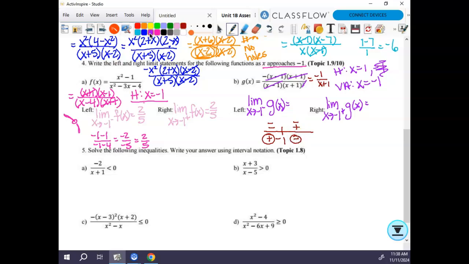So as x approaches -1 from the left, remember we think about this being an asymptote here, -1 from the left, I'm going to positive infinity, -1 from the right, I'm going to negative infinity. And that's what that would look like.